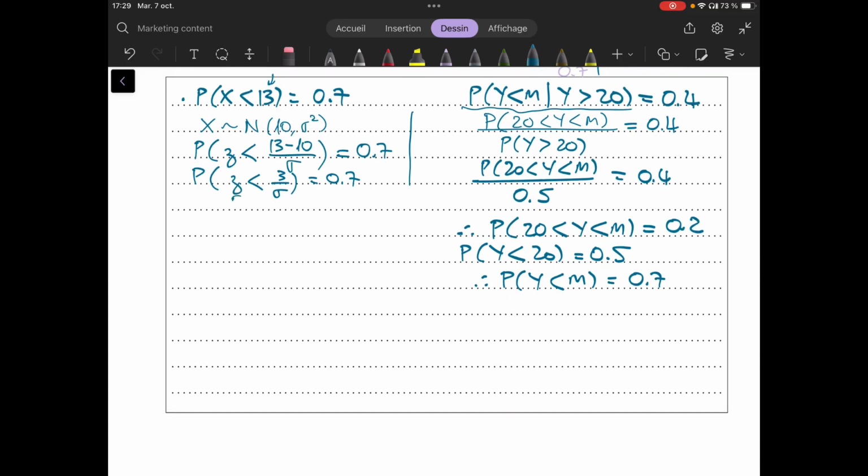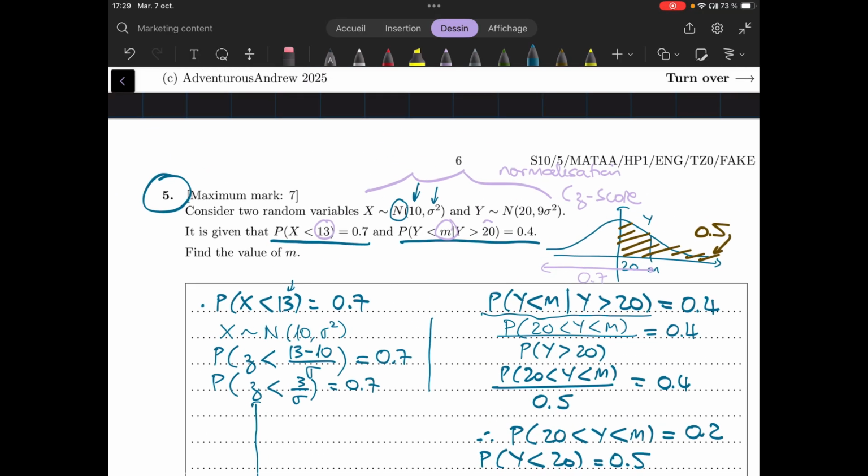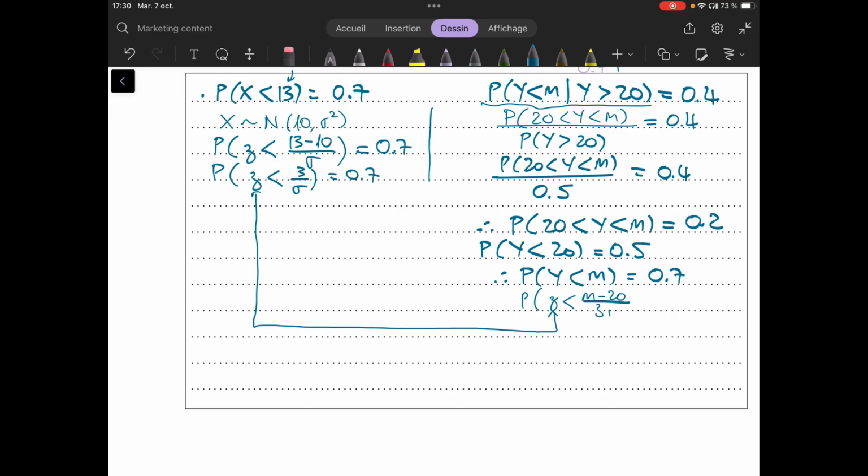Let's normalize this, because we can only compare the probabilities when they have the same z-score. So, z is less than (m minus 20) divided by... The usual notation for a normal distribution is mean and variance. In this case, you're given the variance is 9 sigma squared. Therefore, the standard deviation is 3 sigma.